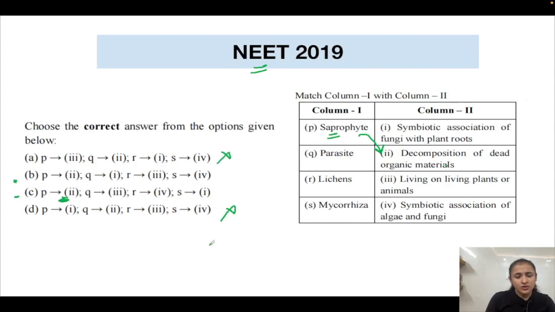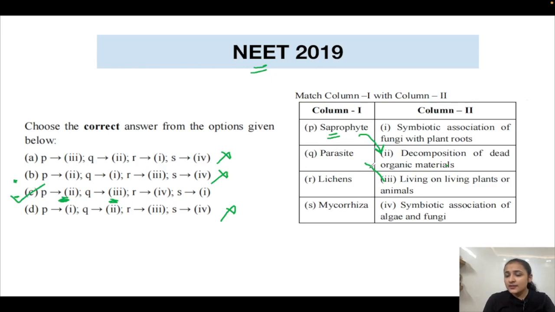A and D are automatically incorrect. Parasites depend on living plants or animals. Yes, so Q is matching with 3 here. So option B is incorrect. The correct answer is option number C, but let us see the others also.